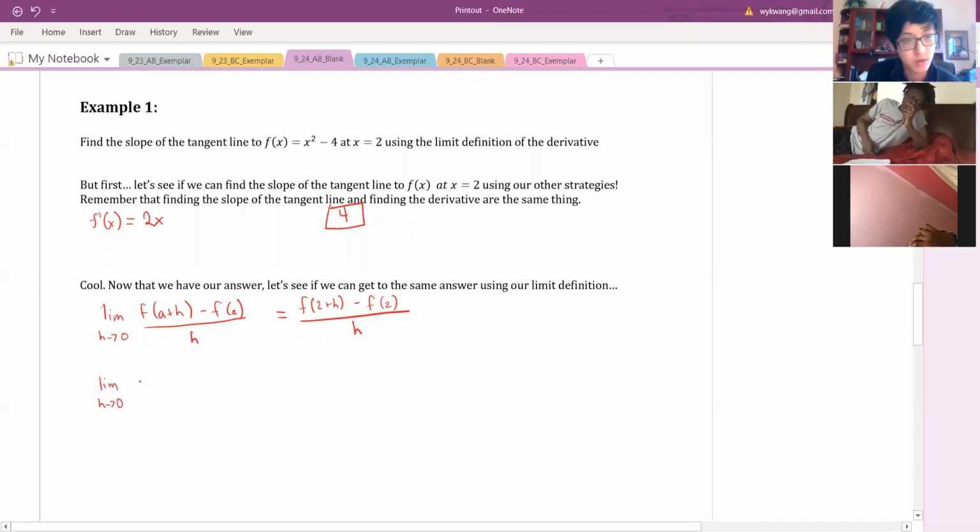The limit as h approaches 0 of f of 2 plus h, right? So I'm literally just going to plug in 2 plus h as if it's x here. If I plug it in for x, it's going to be 2 plus h squared minus 4, right? Does that make sense? I literally just substituted in 2 plus h for x.